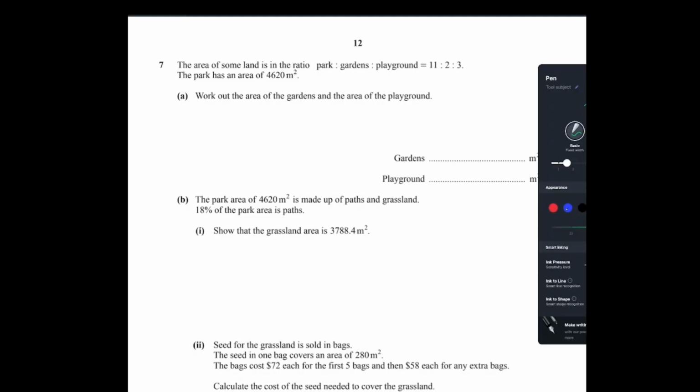Now question number 7. The area of some land in the ratio park to gardens to playground is 11 to 2 to 3. The park has an area of 4620 meter square. Work out the area of the gardens and the area of the playground. So we need to find out the area of these two things, garden and playground. The area of the park is given.